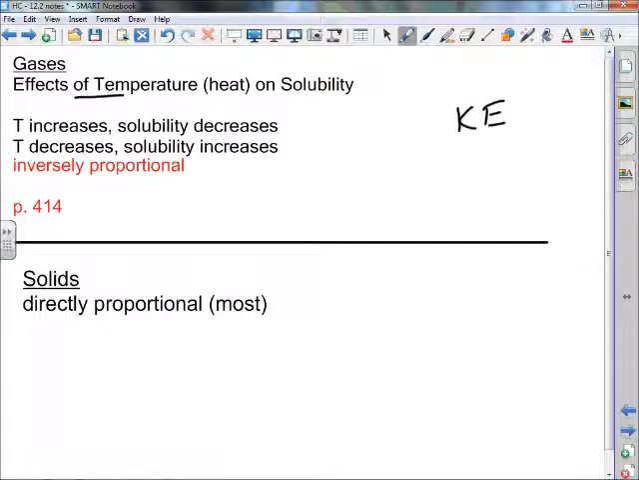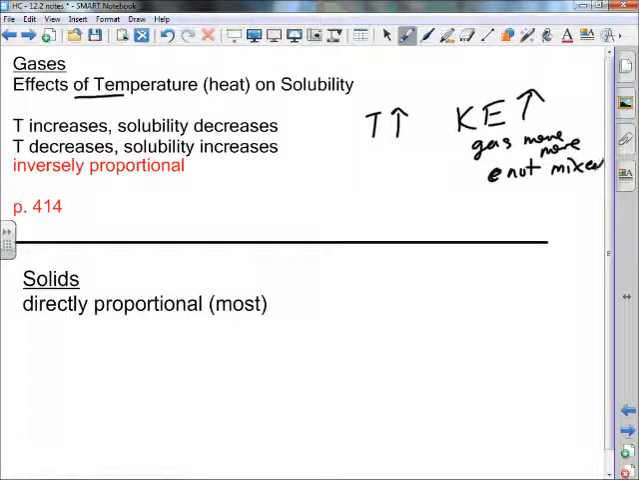If I want to have two gases mix and I increase the heat, I'm actually not helping myself because here's what happens. If the temperature goes up, the kinetic energy goes up. What happens? The gas molecules move more and they are not going to stay mixed. Okay? So the more energy the gas molecules have, the more they're going to separate or spread out. Right? So as temperature increases, the solubility of a gas actually decreases. As you decrease temperature, solubility goes up.